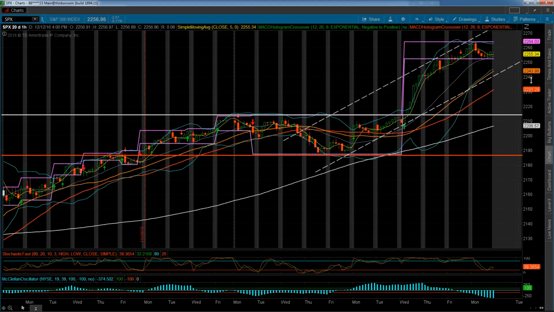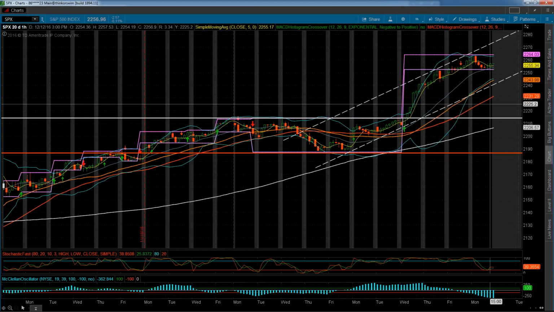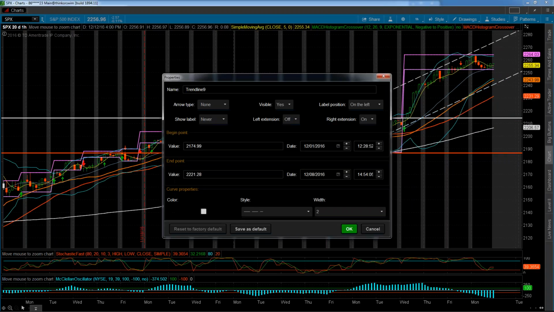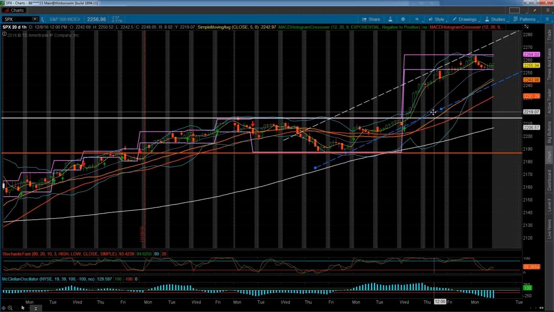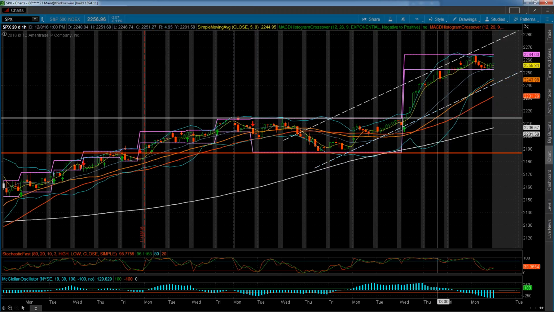All right, so let's move on to SPX. At this point, you have to be very tactical, and you have to trade with one eye looking back. Okay? In other words, you have to be very careful.